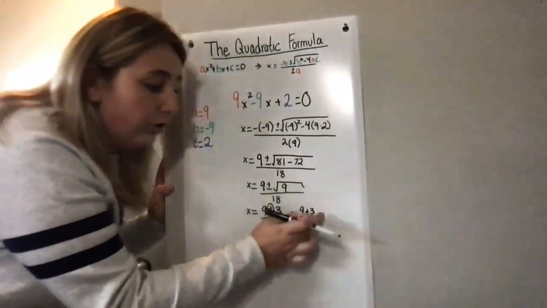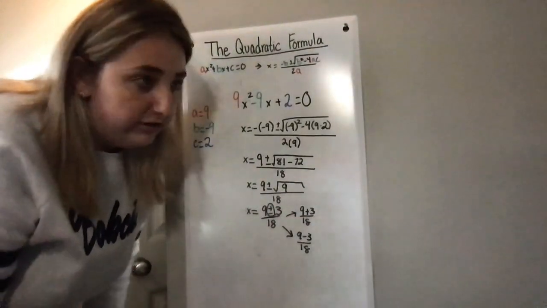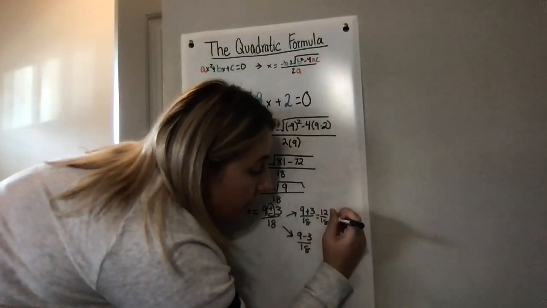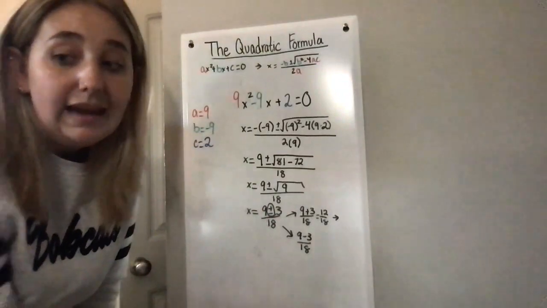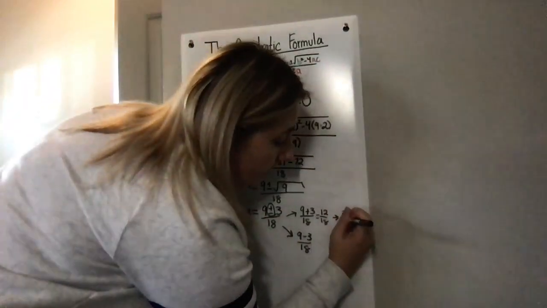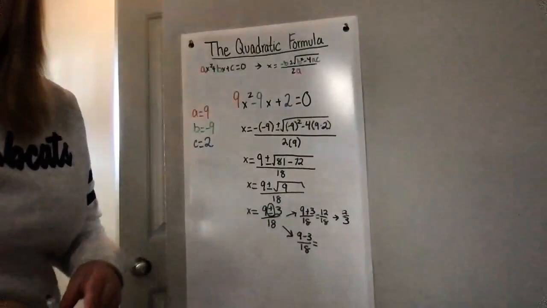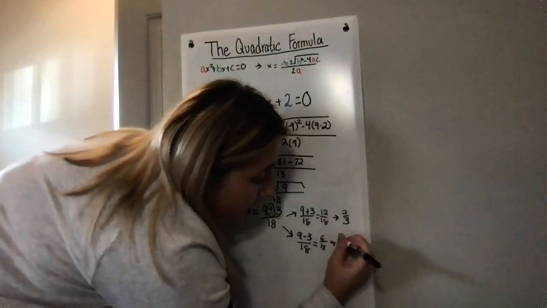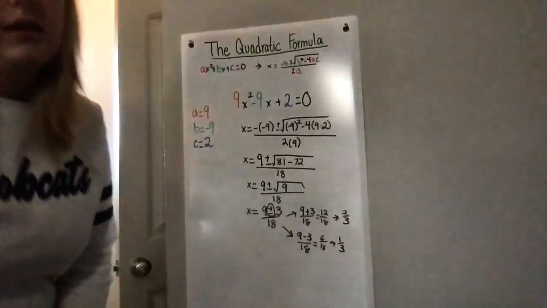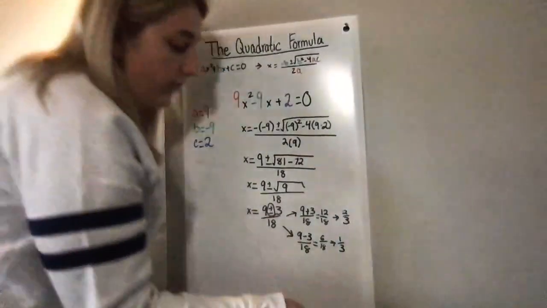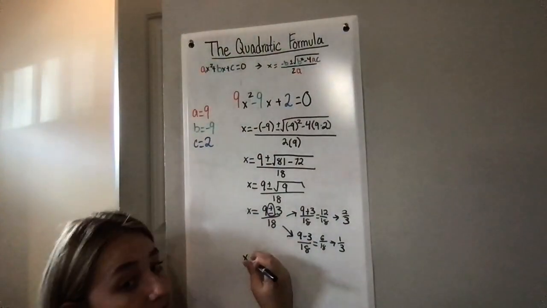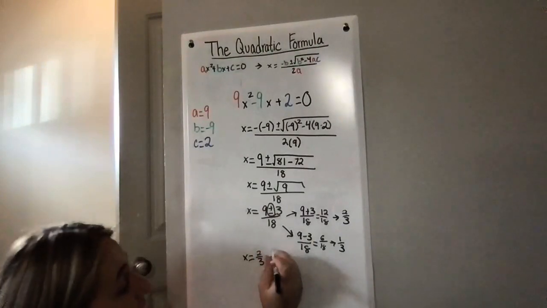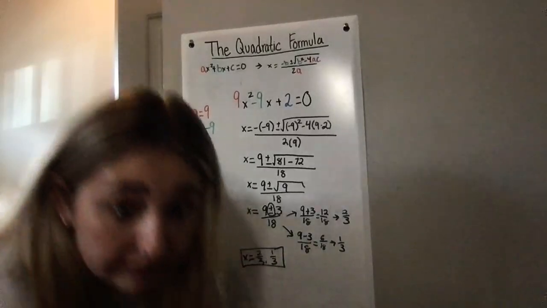And then you can easily reduce these fractions. So 9 plus 3 over 18 becomes 12 over 18, which can be reduced to 2/3. And then 9 minus 3 over 18 becomes 6/18, which can also be reduced to 1/3. Now, these are the x. So now we know that x equals both 2/3 as well as 1/3. And that is our answer.